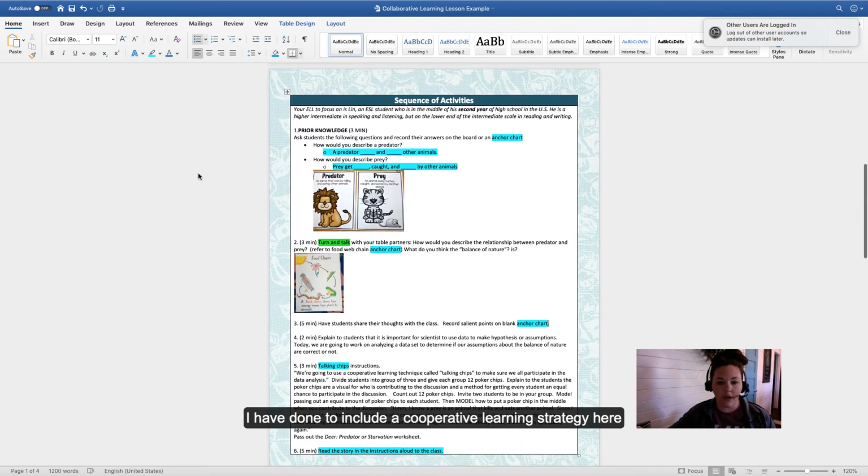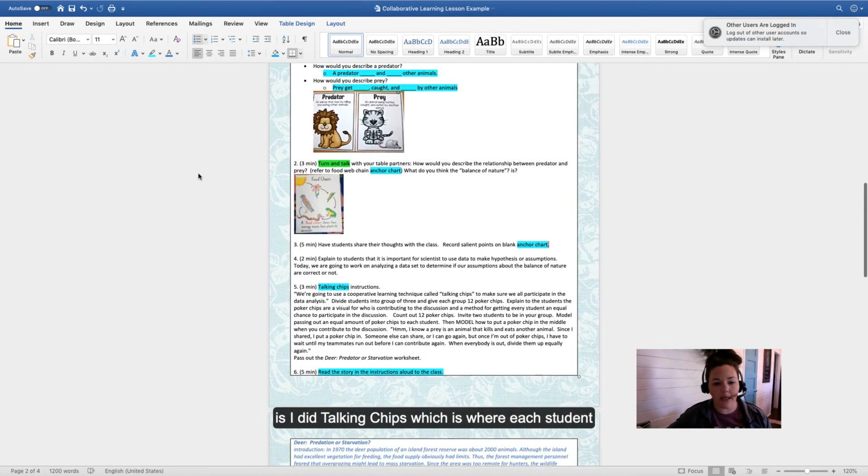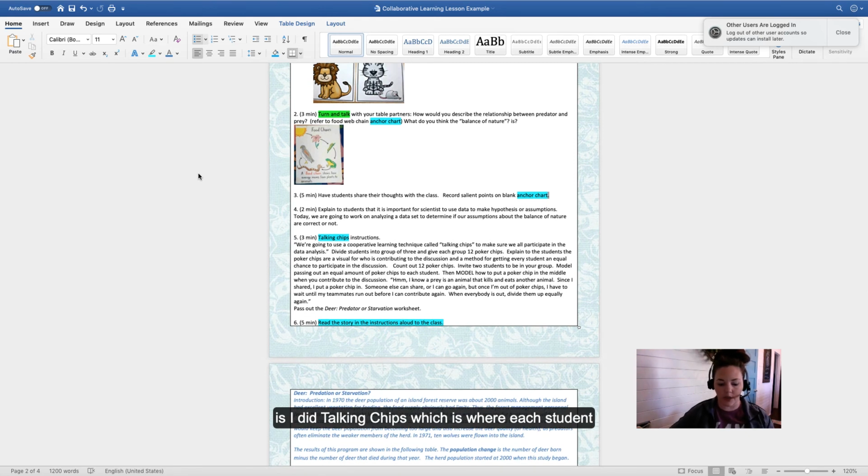What I've done to include a cooperative learning strategy here is I did talking chips, which is where each student gets the same number of poker chips. During the conversation, they put a poker chip in the middle when they have shared. And if they have 4 poker chips and they already shared 4 times, they can't talk until the rest of the group has had a chance to go through their poker chips. Then they collect them all and distribute them again.